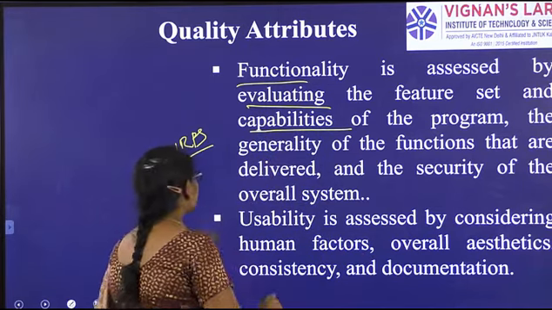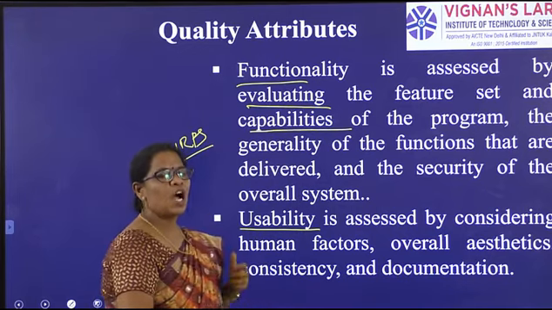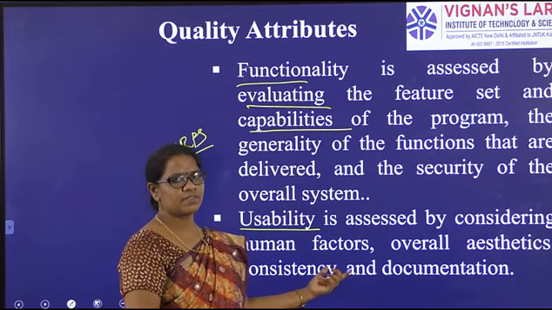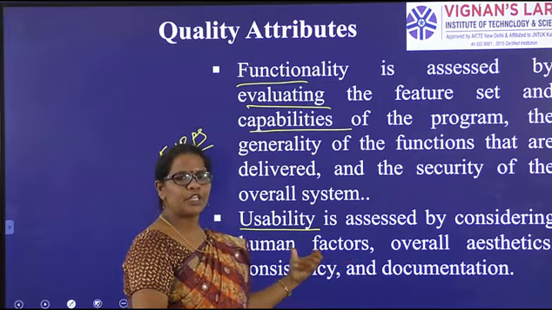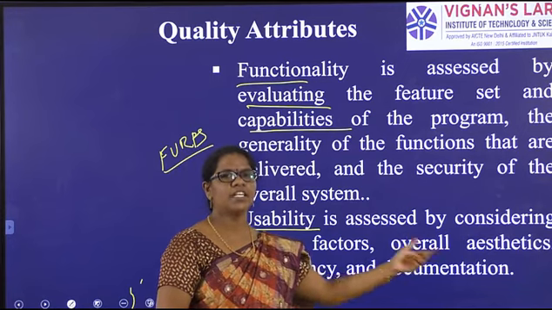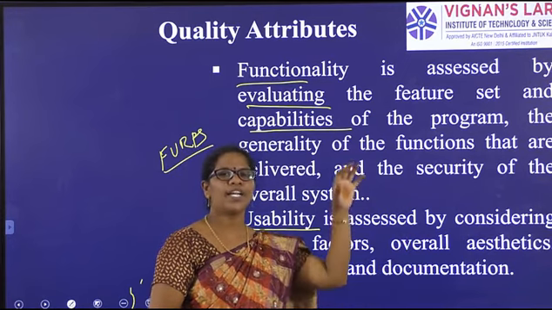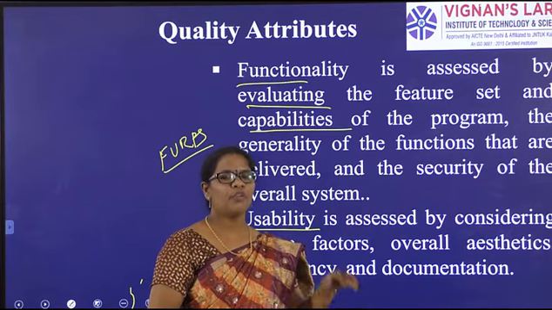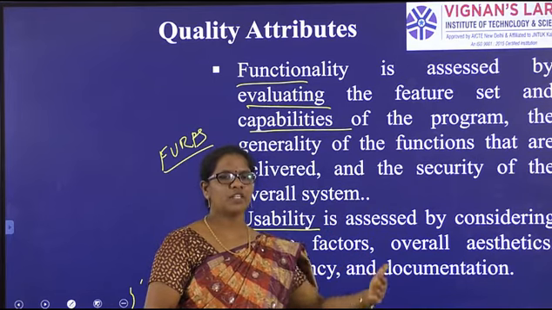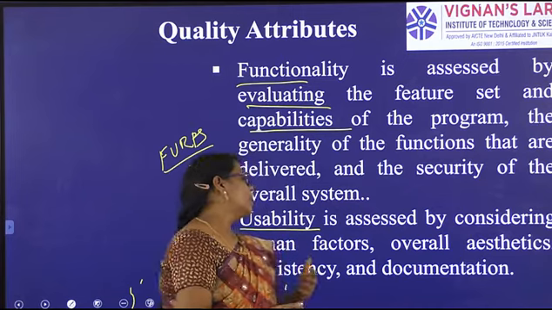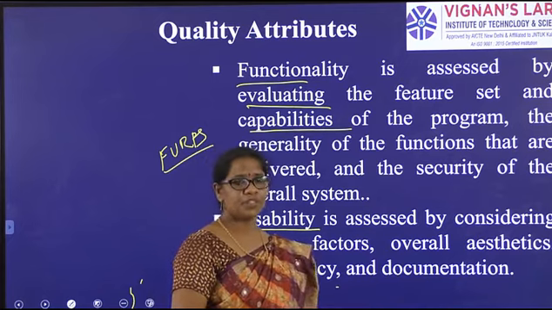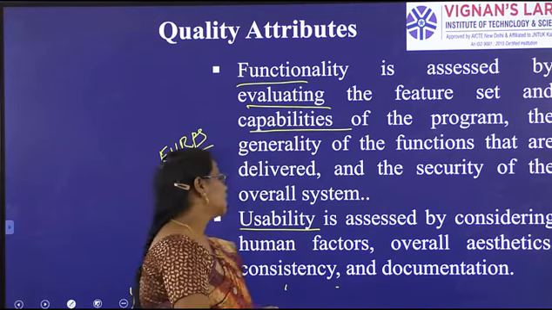Okay, and next, the second one is usability. What is usability? How can we check the usability? Usability is assessed by considering human factors. Usability mainly depends upon the human factors, overall aesthetics, consistency and documentation. Aesthetics is nothing but beautifully arranging: how you are arranging all the elements on the system, what the font color is, what the background color is, what the designs are. That is the aesthetics. Consistency is how it is working, and documentation is what the documentation for that software is.